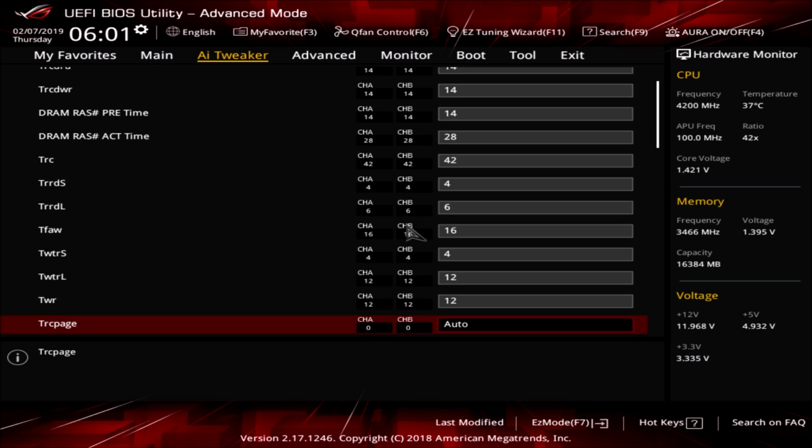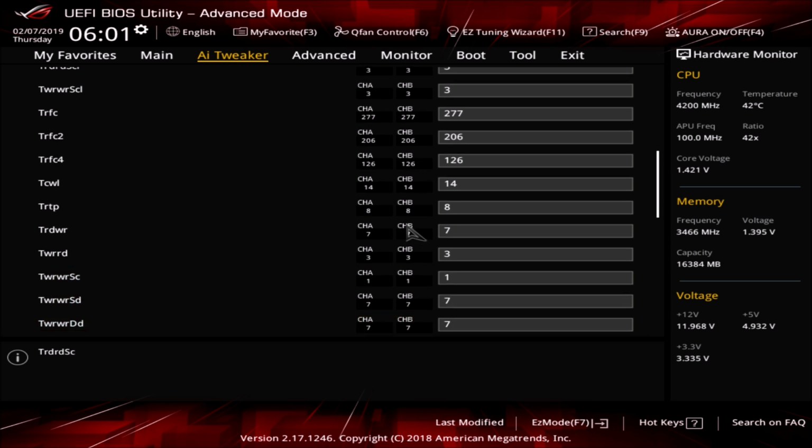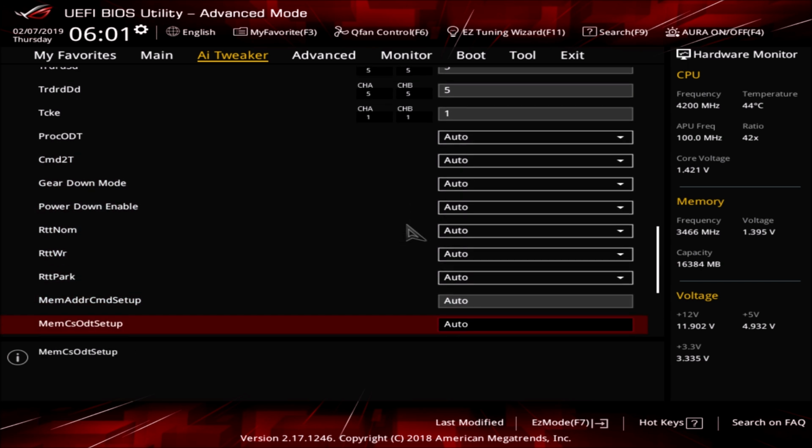These are the timings that I used for tweaking out my memory, not only my primary timings, but also my sub timings. I did this using the Ryzen calculator. I have a video on my channel if you're not familiar with this stuff, so you may want to check out that video.